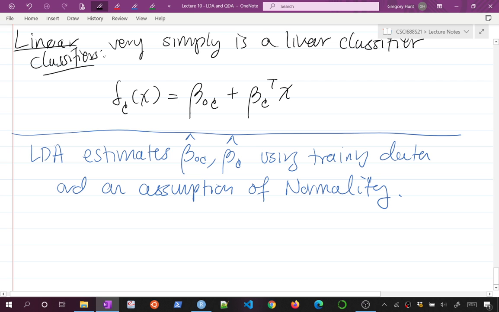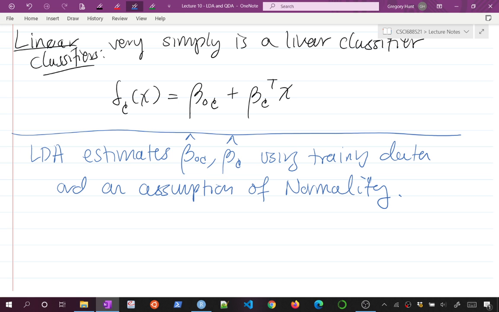LDA is a specific one, and it specifically works by making some assumptions about our data, about normality, about equality of variances, things like that. And it uses those assumptions to get us estimates. And those assumptions, just like linear regression, will reduce the space down to estimating a beta hat, an intercept and a slope, for example. LDA makes some assumptions to get our beta hats.